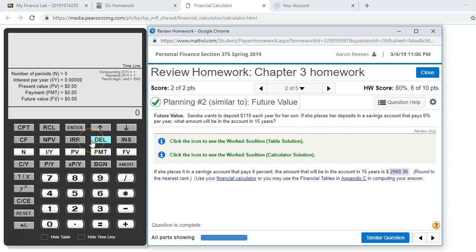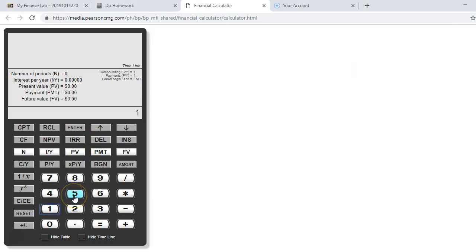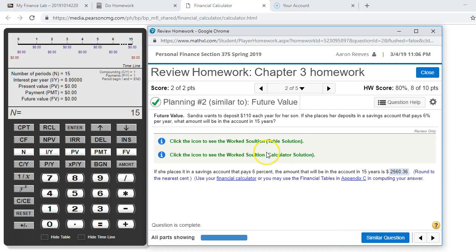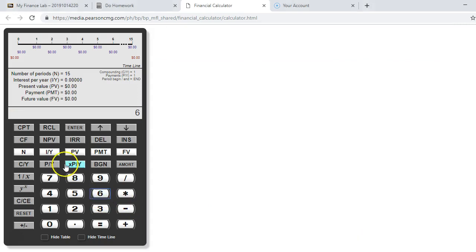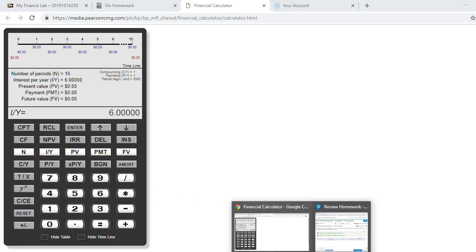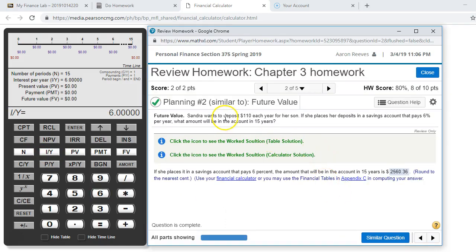So this is going to go away, what you will see. So I'm going to type in 15, then press N for the number of periods. Next, for the interest rate, is going to be 6% per year. So I'll press 6, then press the interest rate key, followed by the 110. This is where you have to be careful.